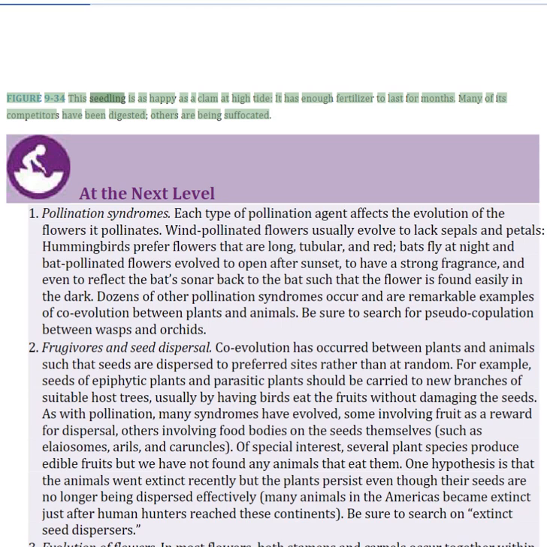Figure 934. This seedling is as happy as a clam at high tide. It has enough fertilizer to last for months. Many of its competitors have been digested, others are being suffocated.